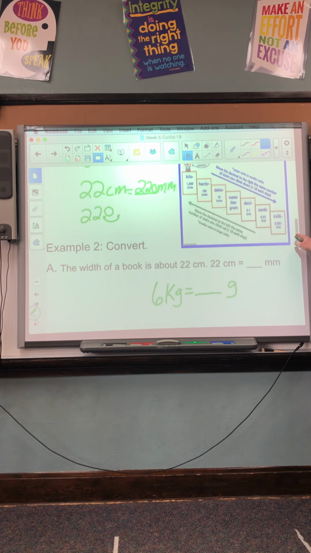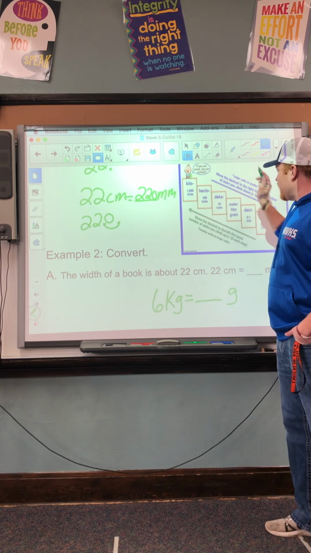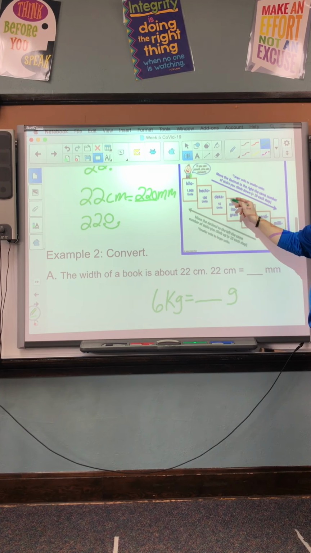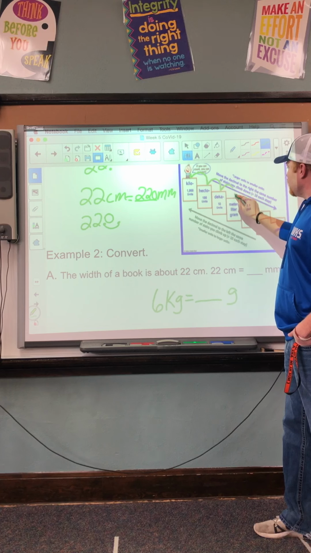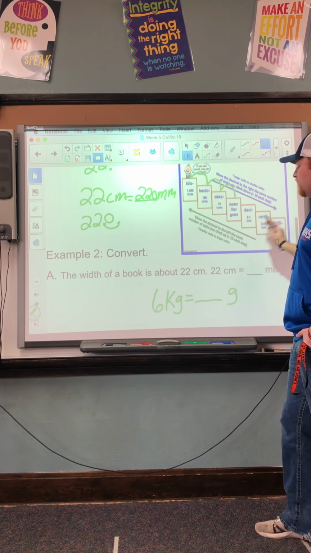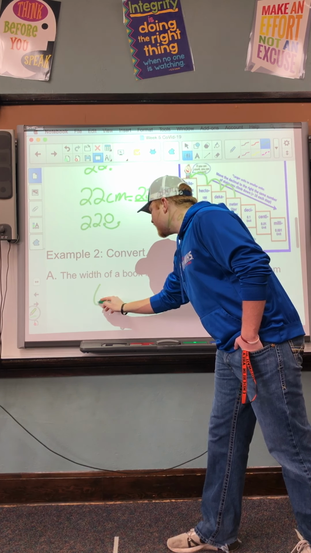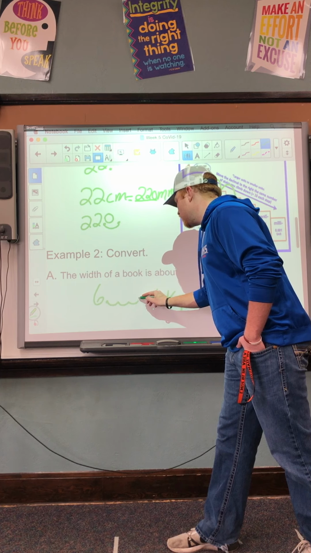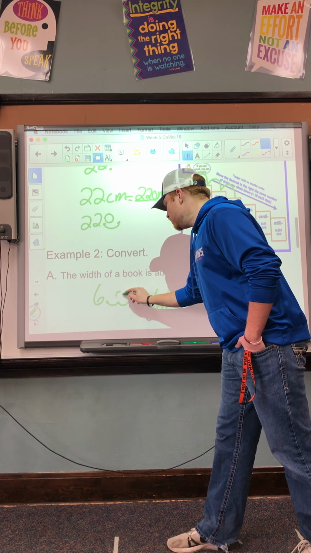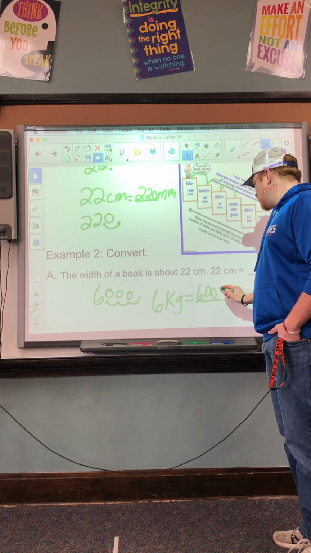Okay, so let's look up here. We start at kilograms and we want to get to grams. Well, grams is in this middle section here. So we go 1, 2, 3 units down, and we're moving the decimal to the right because we're going down the stairs. So it'd be 6 and then move the decimal point 3 places. 1, 2, 3. So it would be 6,000 grams.